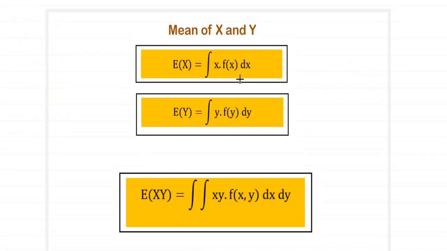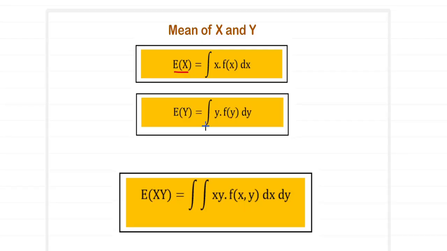Now moving on to the next one, mean of the random variables x and y. When we defined a one-dimensional random variable, we defined the mean e of x as integral of x into f of x dx. Similarly, when I want the mean of the random variable y, I can define e of y as integral of y into f of y dy.